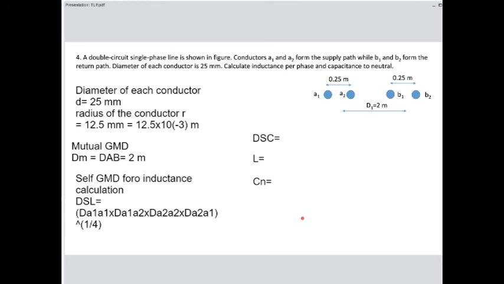7.41 × 10⁻⁷. Anyone else? 7.4 × 10⁻⁷. Anyone else quickly? That's the L value. That's good. So let's go for the CN, capacitance to neutral.